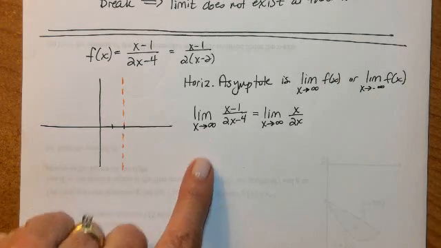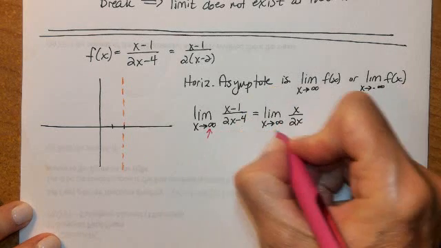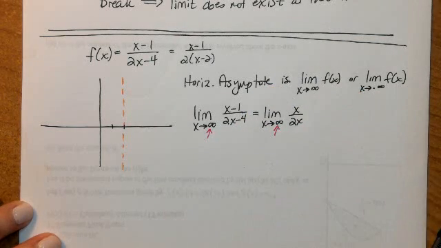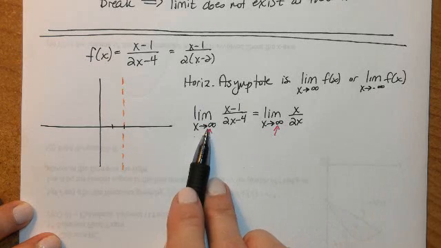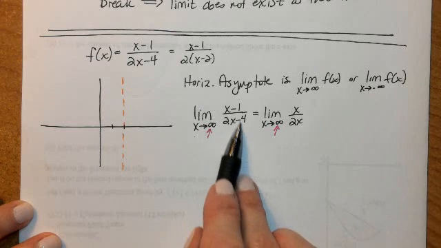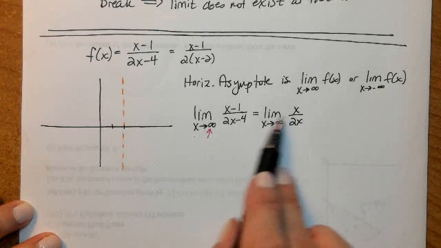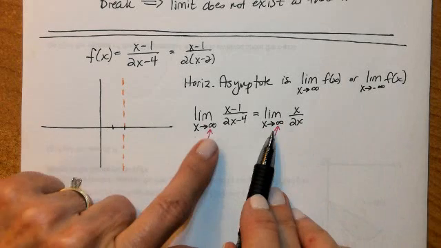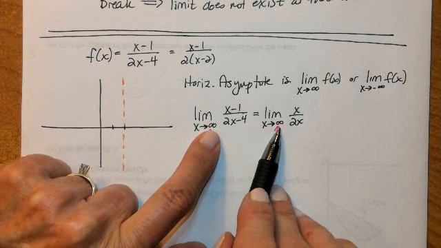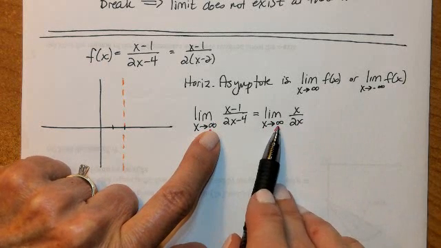You can only do this if x is approaching infinity, all right? If x was approaching 5, you can't do that. These would not be equal, right? It only works for increasing to infinity or negative infinity. You can do it on both, okay?